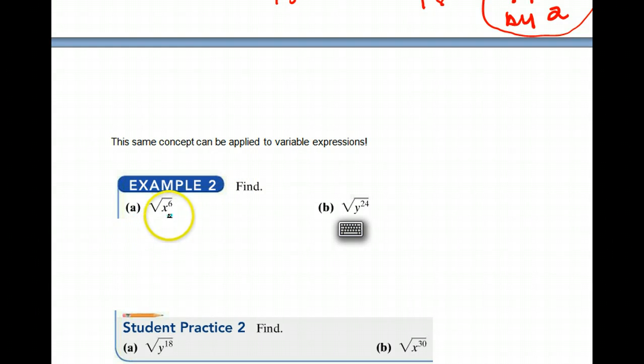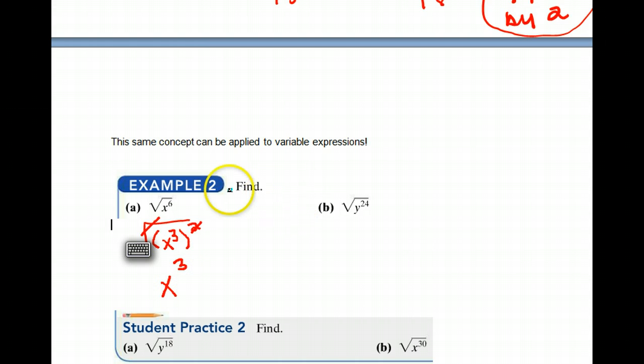If you choose to say, what times 2 gave me a 6, and break this into x cubed times 2, and allow your radical and your 2 to cancel, you will see that your answer is x cubed. If you simply said 6 divided by 2 is 3, you will see that your answer is x cubed. Either way is fine with me. Letter B, your answer here will be y to the 12th.